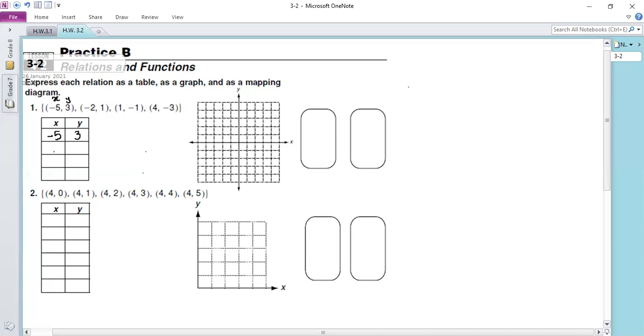Similarly, in the next pair, when the value of x is -2, the value of y is 1. Then when the value of x is 1, the value of y is -1. And in the last ordered pair, we have 4 as x and -3 as the value of y. So this is how you complete a table. It was easy, wasn't it? So from the ordered pairs, we have completed the table. Now let's see how we can represent these relations in a graph.